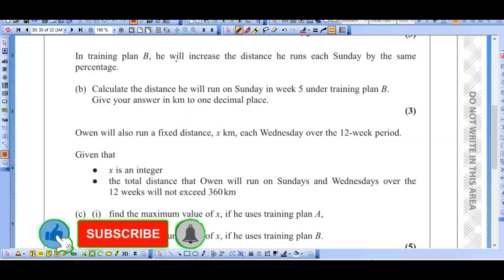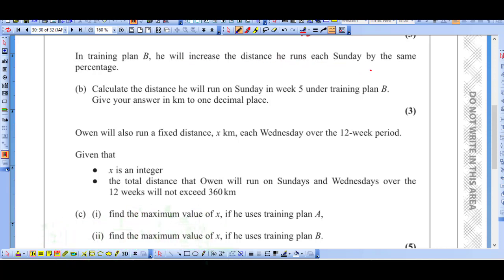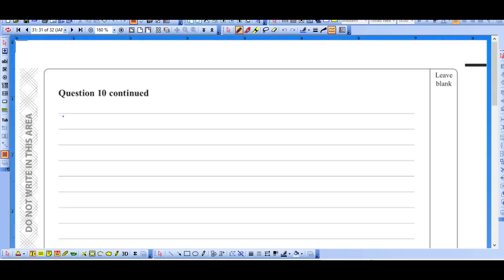In training plan B, he will increase the distance he runs each Sunday by the same percentage, geometric series. Calculate the distance he will run on Sunday in week 5 under training plan B, giving your answer in kilometers to one decimal place. So, geometric series. So now this is part B.